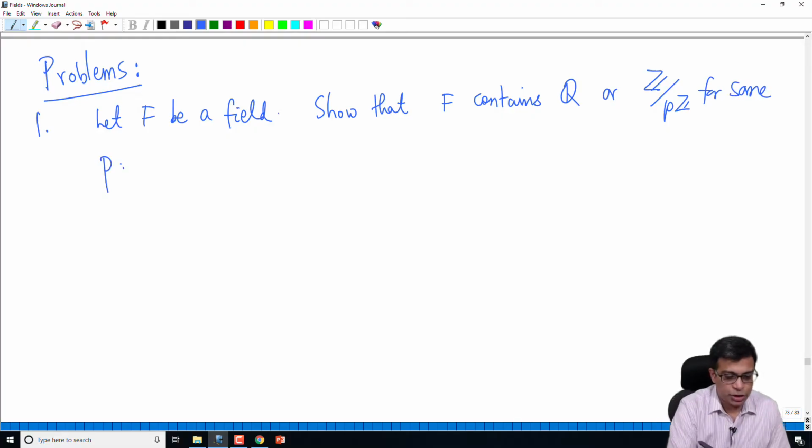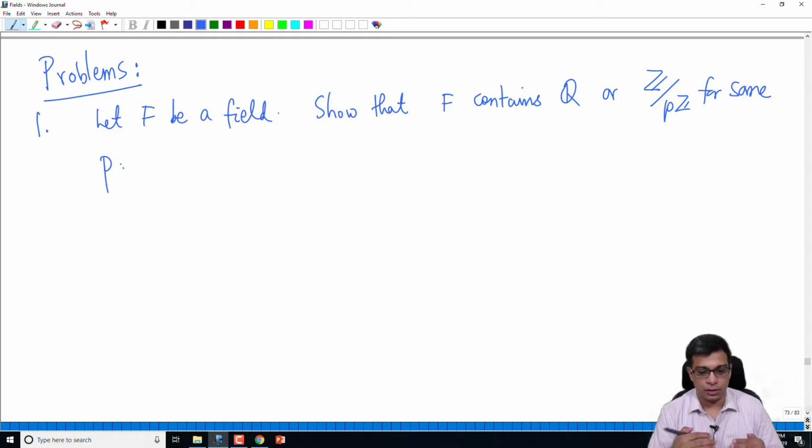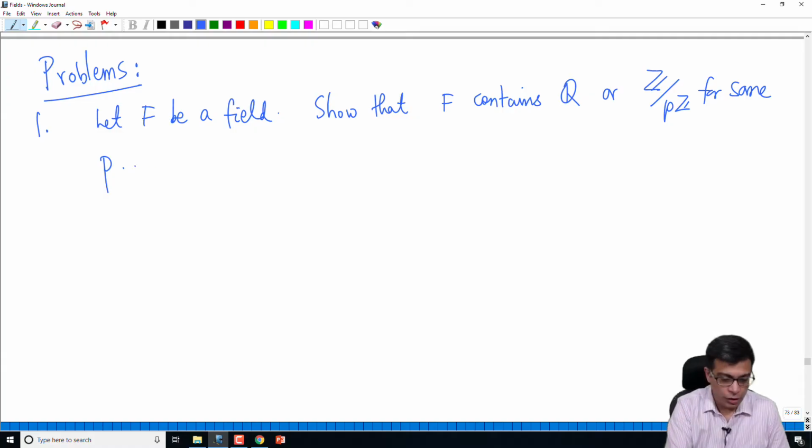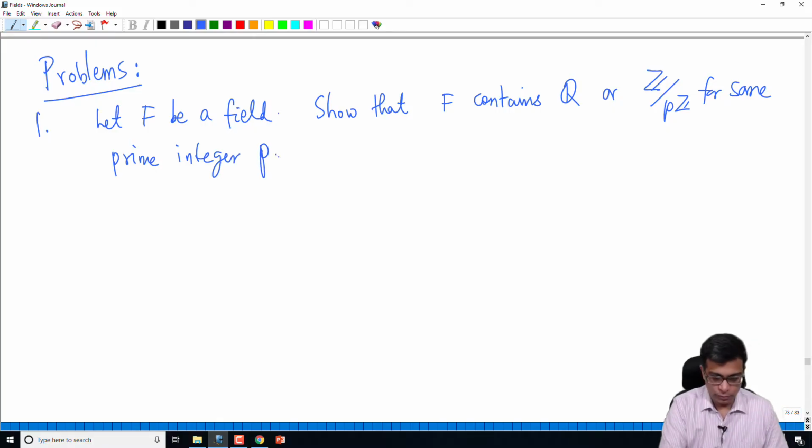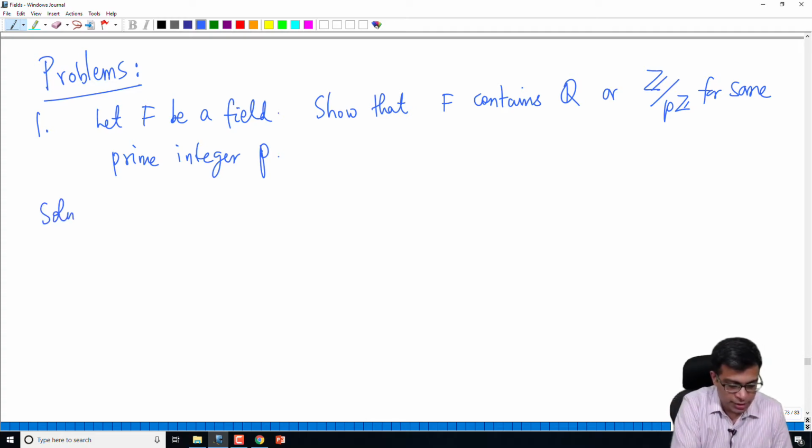Okay, so this is actually not really a problem. I just wanted to start with this because it captures the main starting point for field theory. For some prime integer P: let F be a field, show that it contains either Q or Z mod Pz. So this solution is very easy. As I said, we have multiple times discussed this.